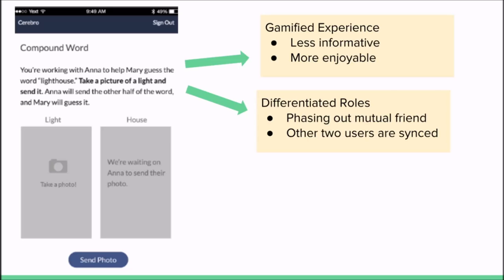The other two users are synced together. They're doing the same thing, taking two pictures, and having synchronous activities sometimes builds rapport between two people, and we're hoping in this case the synced activity will build that rapport and then increase their affinity towards each other and cause them to feel friendlier towards each other.